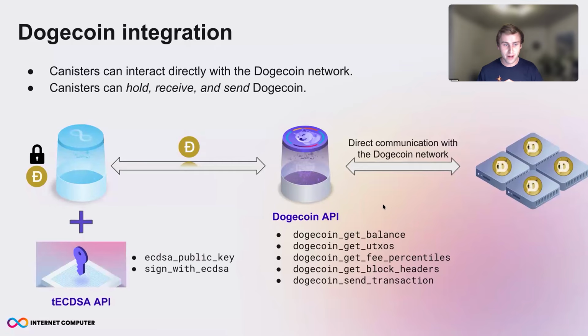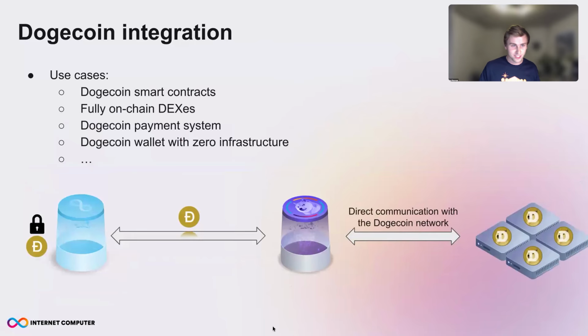So now, if you combine that with the existing threshold ECDSA API, you can generate keys and derive Dogecoin addresses from there, and you can also sign your transactions before sending them to the network. So you really have all the functionalities that are needed to build any kind of decentralized application that handles Doge natively. For instance, you can have Dogecoin smart contracts that can send Doge and that can also react to events that are happening on the Dogecoin blockchain.